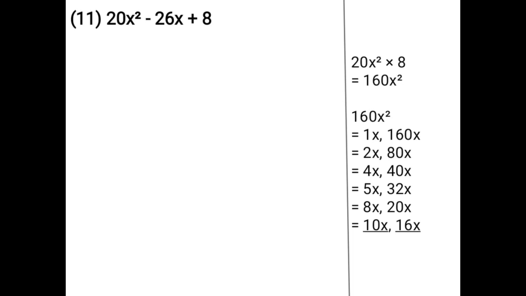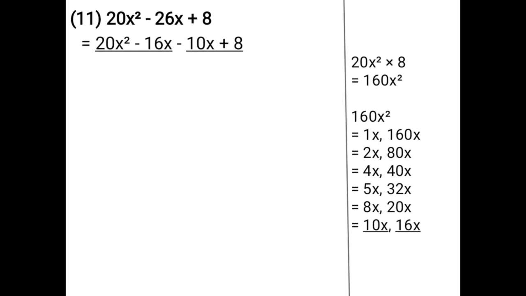Now we'll begin the sum. First you have to write the first term as it is, that is equal to 20x² minus 16x minus 10x. Then the third term you have to write as it is, plus 8. Underline and make two groups.